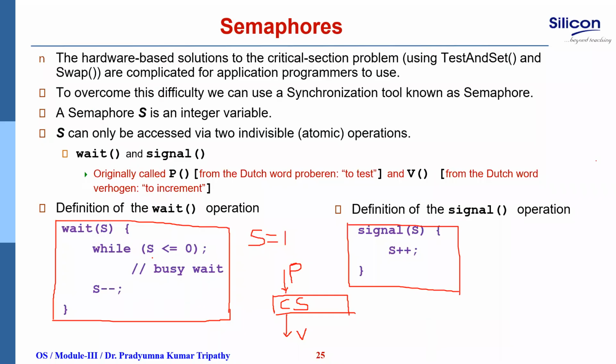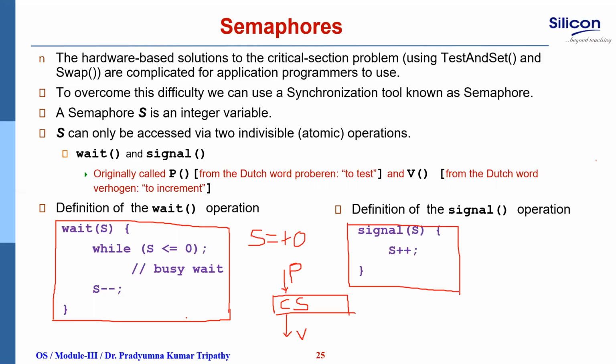The condition is false. If it is true, it will remain over here, because I have given a semicolon. As it is false, it will come over here. It makes S minus minus, so it will make it 0.